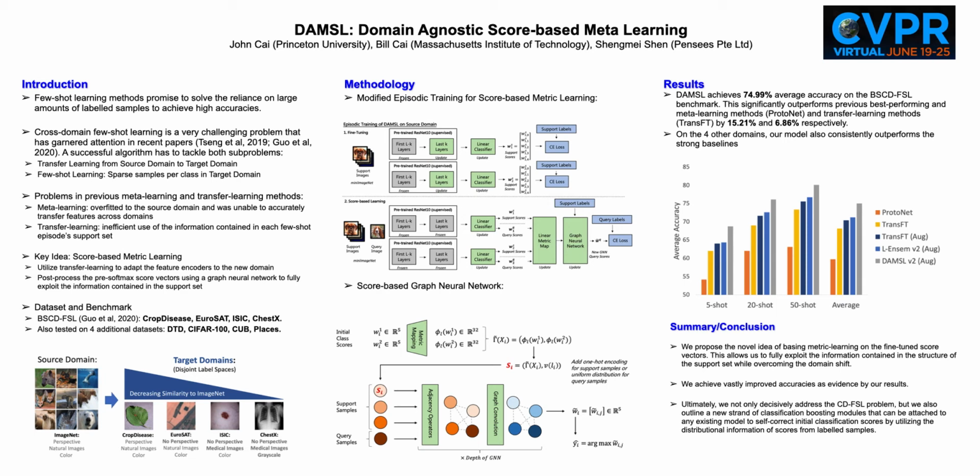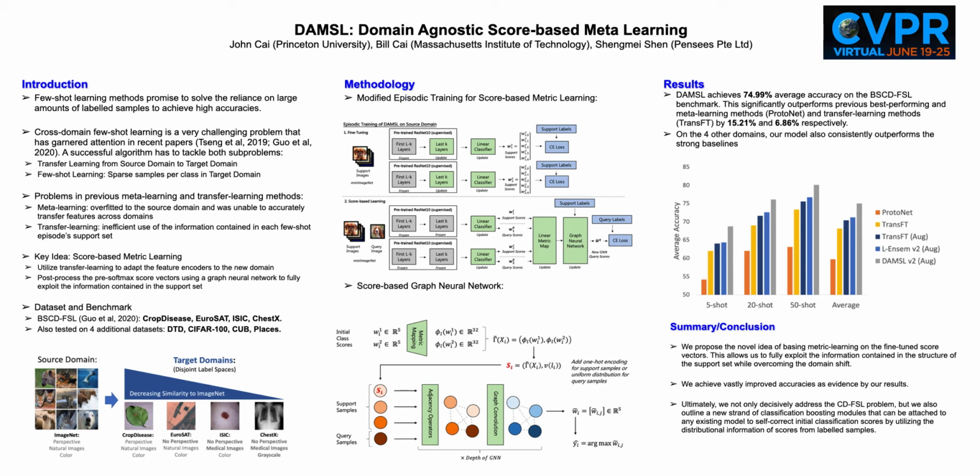Right, so then in the second step, we have the score-based learning. Rather than just take the first step as it is, we further post-process the initial scores through a linear metric map and a graph neural network where the support labels actually come in. So this is information that we'll be fully exploiting.